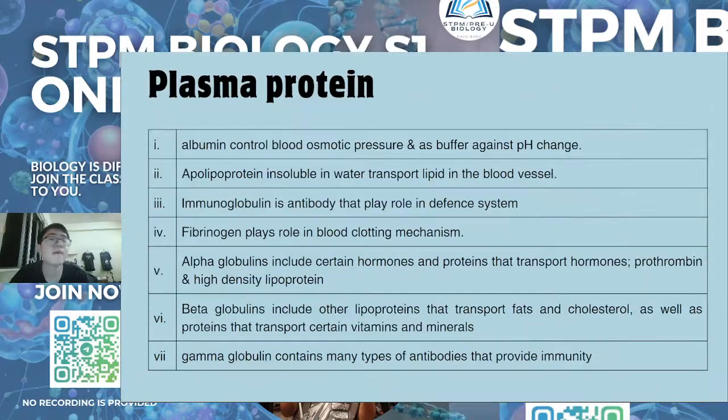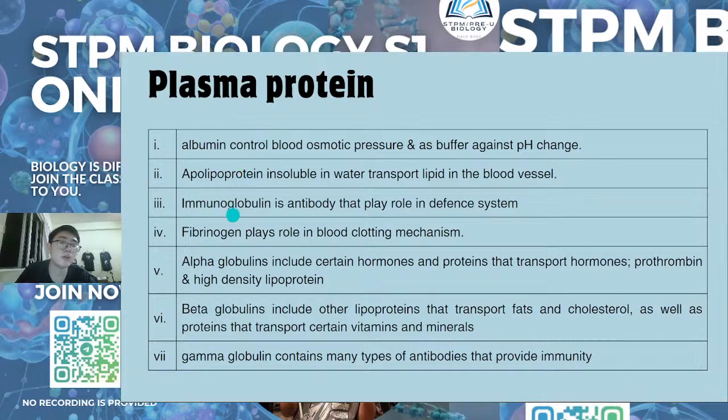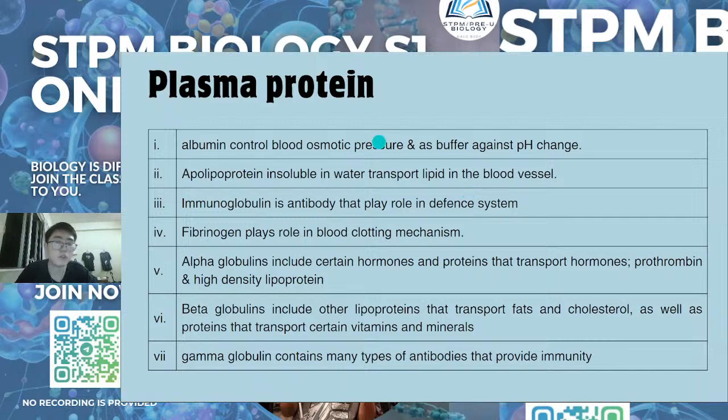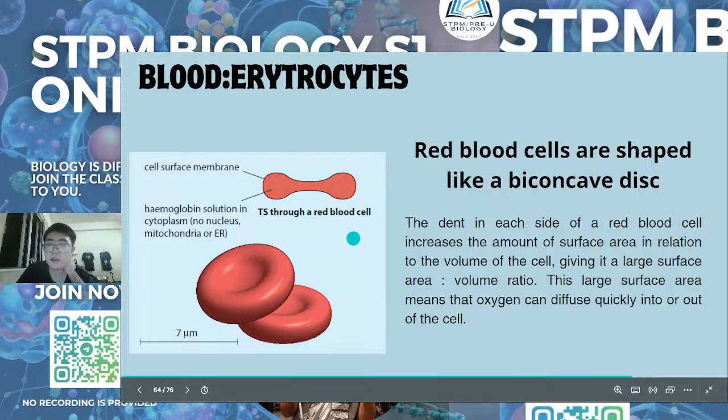So all of this. Okay, and then this is about the plasma proteins, the types of plasma protein that we have, like albumin, apolipoprotein, immunoglobulin, fibrinogen, globulin, alpha globulin, beta globulin, and gamma globulin. So this one you can pick up yourself. You already learned it in SPM. Okay. Next is about erythrocyte, the red blood cell. I think all of you are familiar with it. You also learned it in SPM.